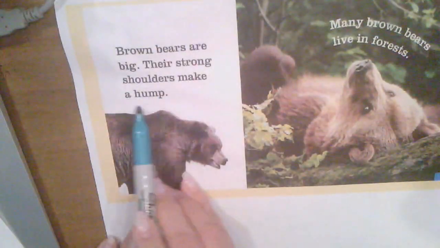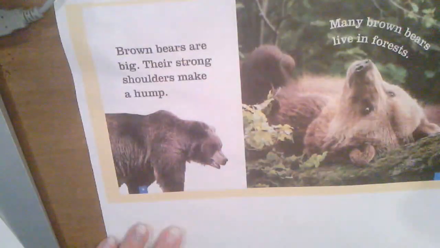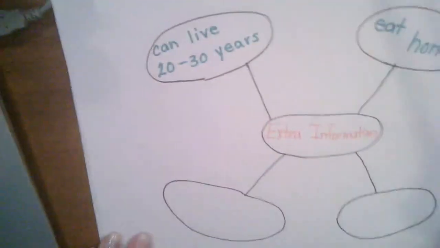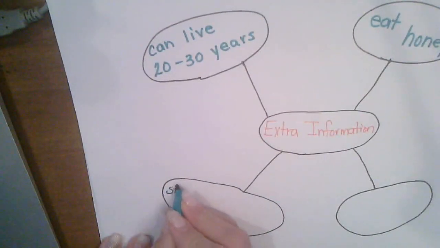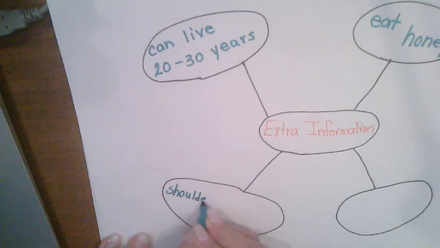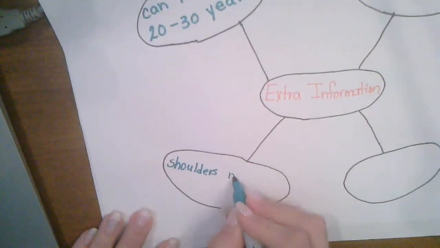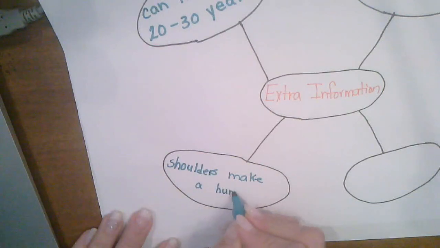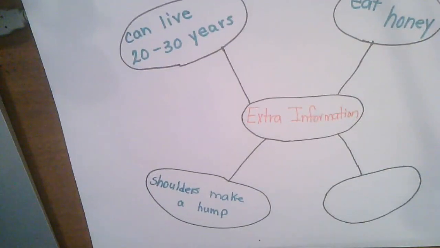Brown bears are big. Their strong shoulders make a hump. I've never noticed that. Many brown bears live in forests. Okay? We put that on our information, so maybe we add this. Their strong shoulders make a hump. So we're just going to write shoulders make a hump. Okay, so that's a lot of our extra information that might be good to include in our All About book.